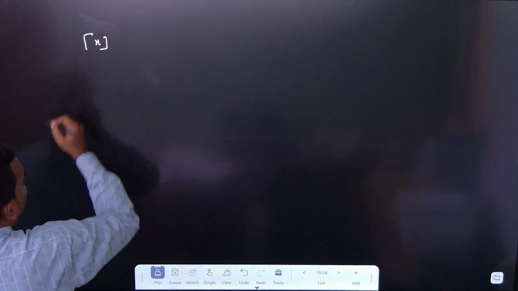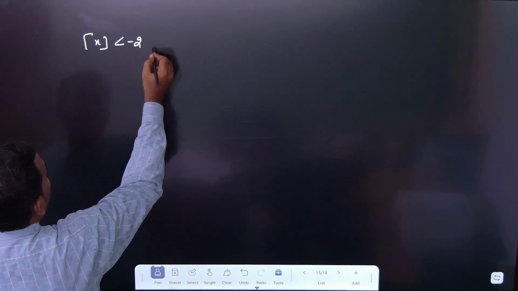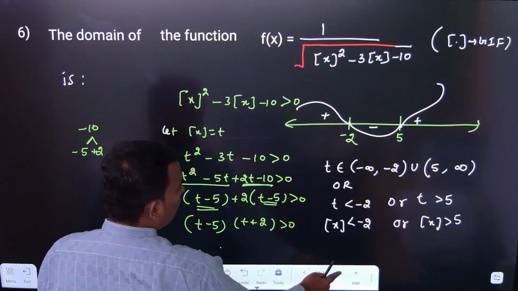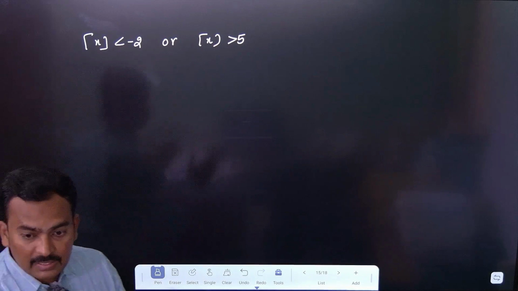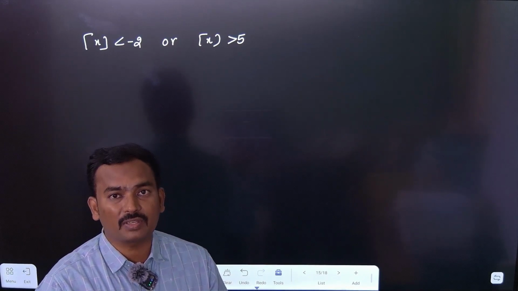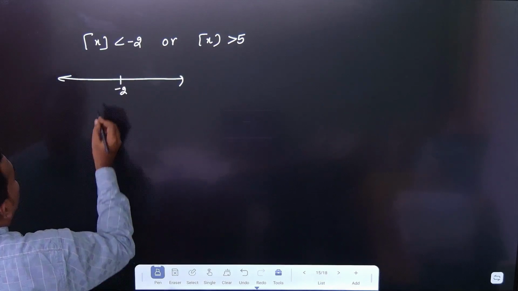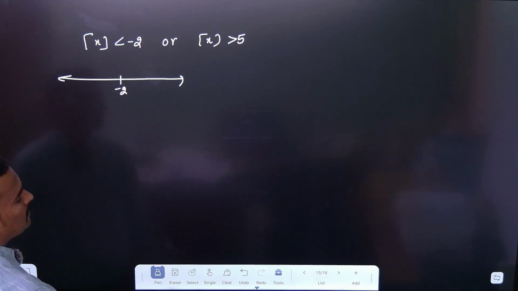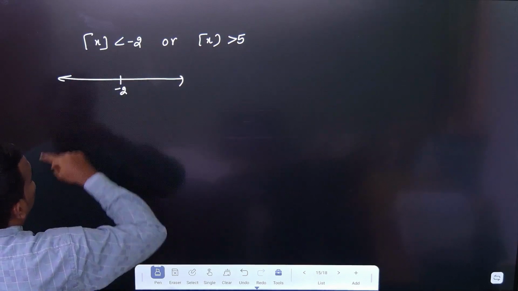Let us discuss this. The greatest integer function is less than minus 2, or the greatest integer function is greater than 5. So how to find out the x value here? We already discussed the properties of the greatest integer function. You fix the minus 2. If I take x less than minus 2, let's take minus 3. The greatest integer of minus 3 is minus 3. Minus 3 is less than minus 2 or not?